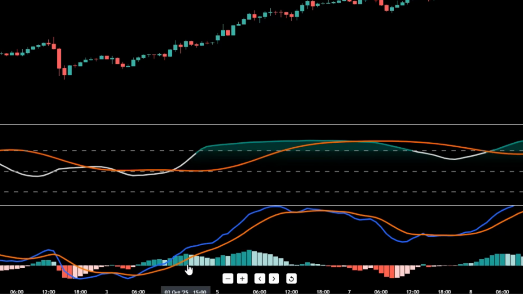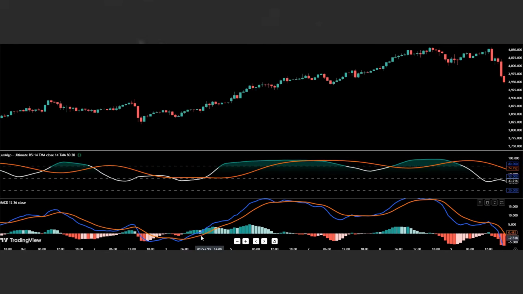Next, look at the MACD. If the MACD line is above the signal line and the histogram is positive, it confirms that the upward momentum is strong. Only when both conditions are true, we can enter a buy trade.